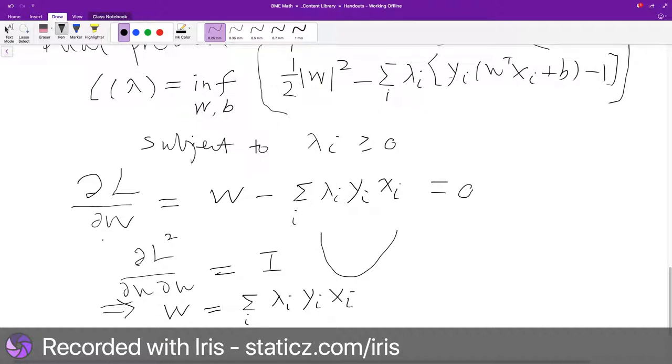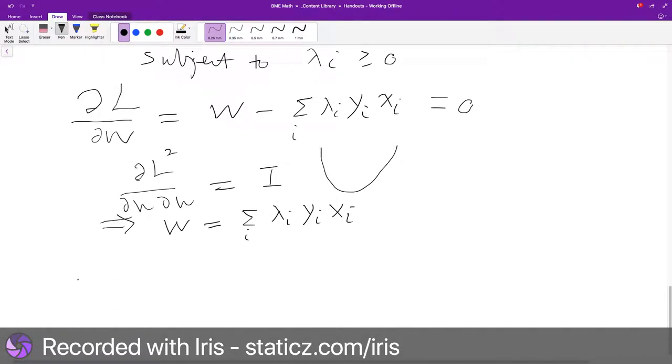All right, so you see your weight vector turns out to be a linear combination, with scalar coefficients, of your input data and the desired output. We also need another variable to optimize, which is the bias. Bias is sort of like a weight, right?